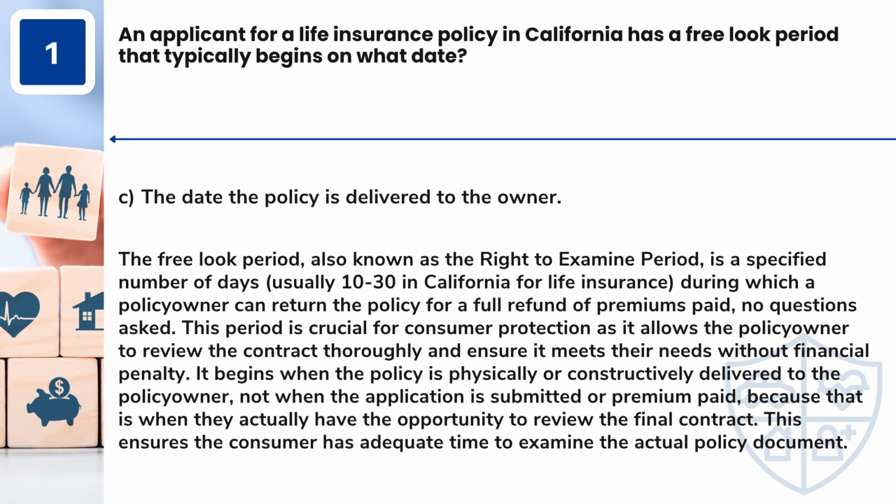This period is crucial for consumer protection as it allows the policy owner to review the contract thoroughly and ensure it meets their needs without financial penalty. It begins when the policy is physically or constructively delivered to the policy owner, not when the application is submitted or premium paid, because that is when they actually have the opportunity to review the final contract. This ensures the consumer has adequate time to examine the actual policy document.